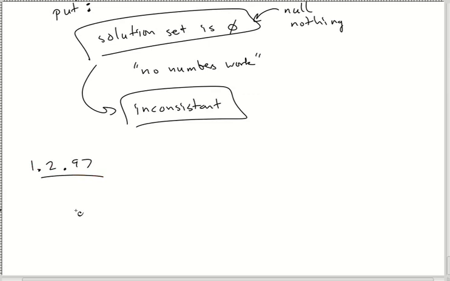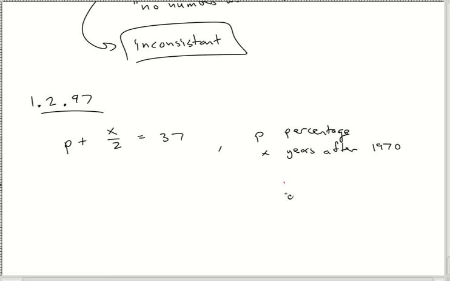So this one here, 97, is a word problem. And a lot of times word problems scare us. And so what I do is I try to break it down to the formula. I just want to see, like, what's the formula? What are they asking for? What's going on here? So I got this p plus x over 2 equals 37. They say p is a percentage. Well, that makes sense. And then x is years after 1970. They also have a little chart here with some boxes and stuff, and they got 2010 right here, and they got a 19%.